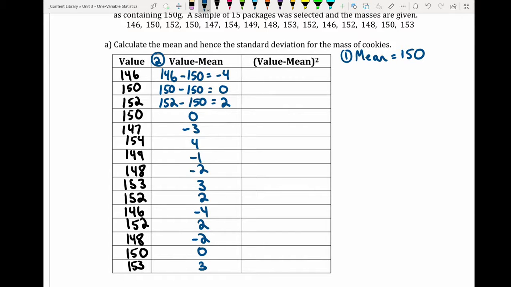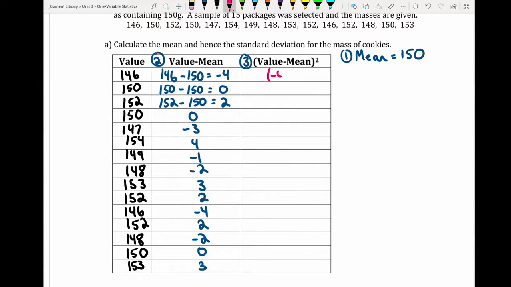The third step is this next column where we do the value minus the mean squared. If you go back up to your steps, it says that in step 3, we square the numbers from step 2. So all of our solutions from this first column here, we are going to square in the second one.